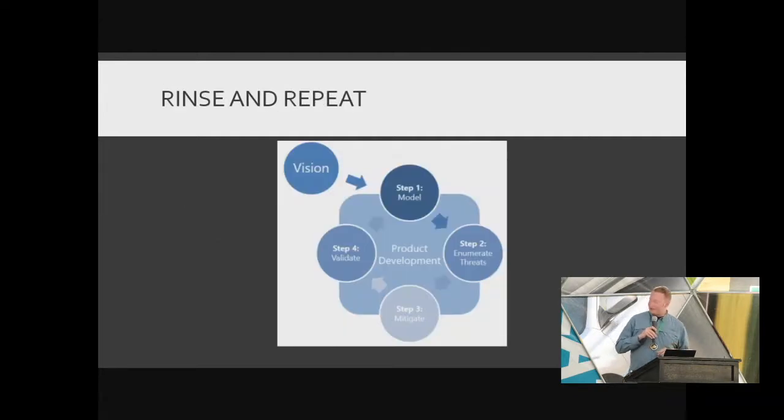This is a diagram I pulled for more of an agile process. The idea is that you have that requirement, that vision that you want to build. It comes in, you model it, create the conceptual diagram. You identify the threats. You figure out the controls that you're going to put in, and that's where you enumerate through the threats. Then you build out your mitigations, and then you do a validation step.